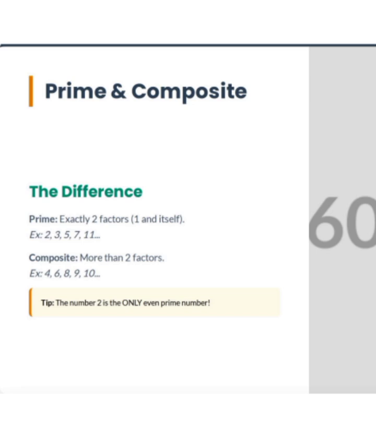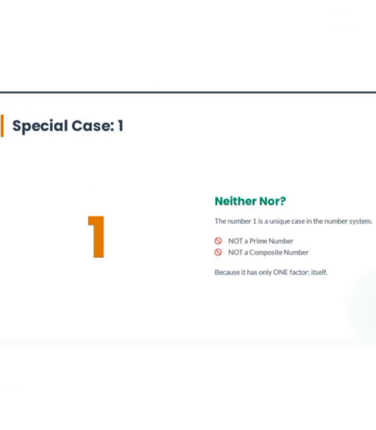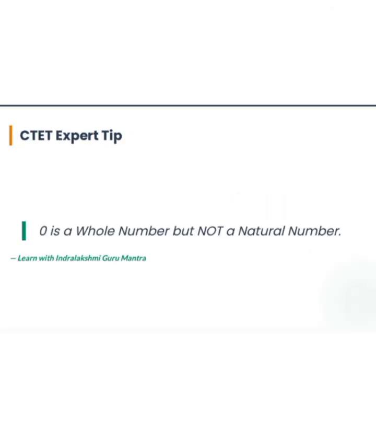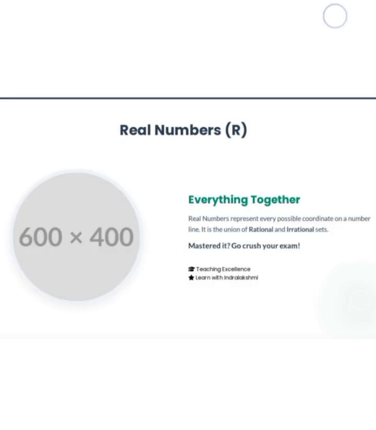Composite numbers are numbers which have more than two factors. 4, 6, 8, 9, 10 are some examples of composite numbers. And here a notable tip would be the number 2 is the only even prime number. And 1 is a special case, which is neither a prime number nor a composite number. And also another tip, 0 is a whole number but not a natural number.